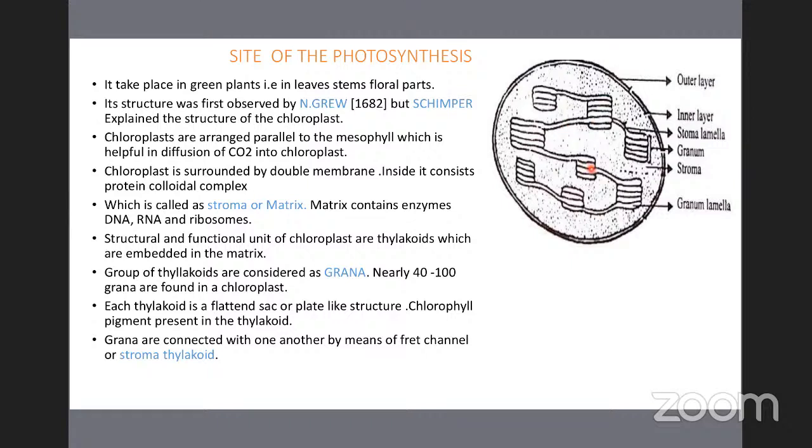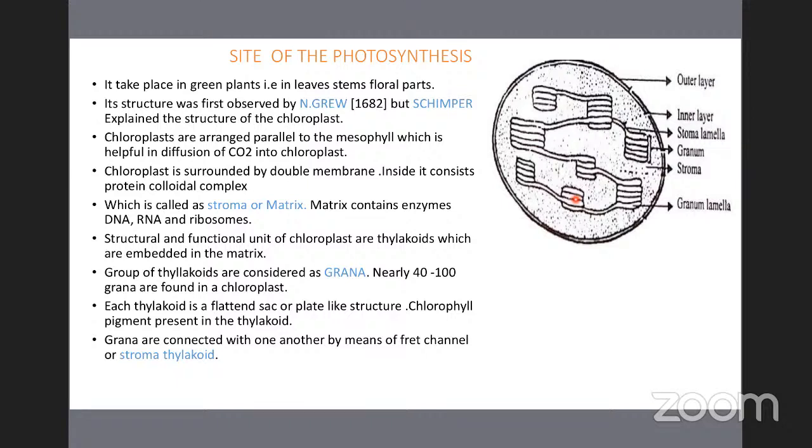Look at the diagram here. These granule groups are interconnected. They are connected with one another by means of some strand-like, fiber-like structures, and these are called stroma thylakoids. Granule groups are interconnected by means of fiber-like structures, which are called stroma thylakoids. So this is about the structure of a chloroplast.